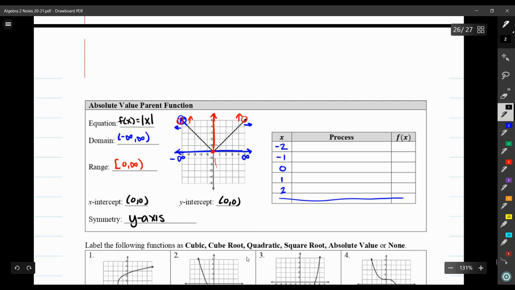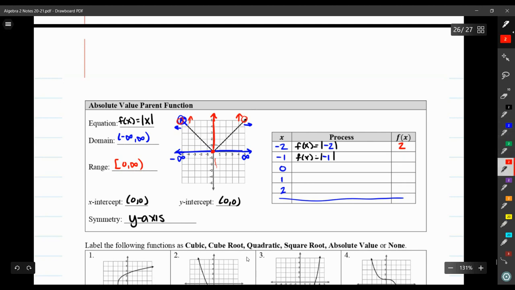Now let's talk process. When I do f of x equals the absolute value of -2, absolute value takes negatives and turns them positive. That's what it does. So if I have the absolute value of -2, the output is a +2. For the next one, f of x equals the absolute value of -1.